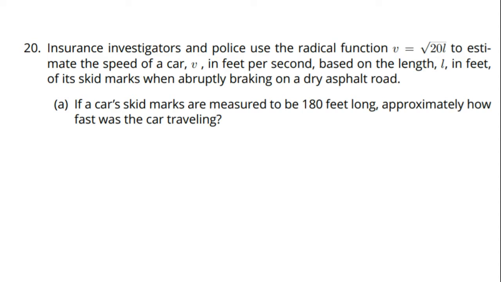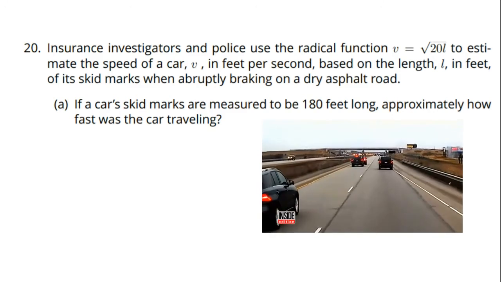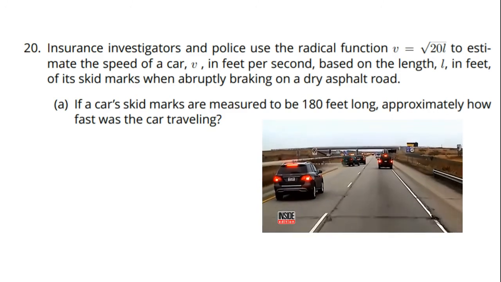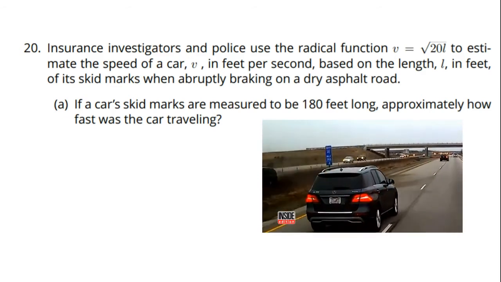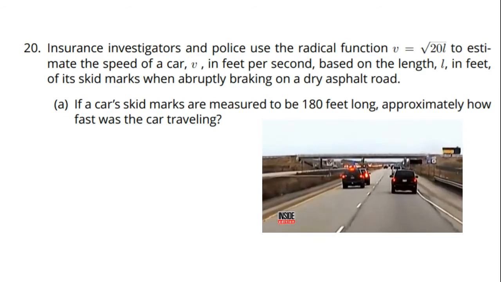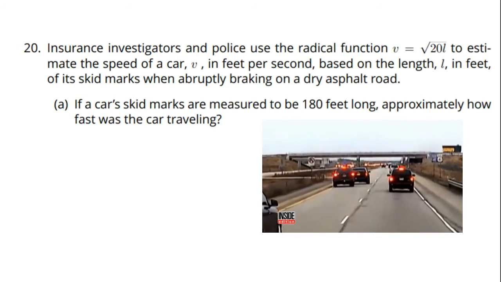So what that means is whenever the police are investigating an accident, they measure the length of the skid marks on the highway, and by doing that, they can get an idea of how fast you were going when you wrecked out on the road.